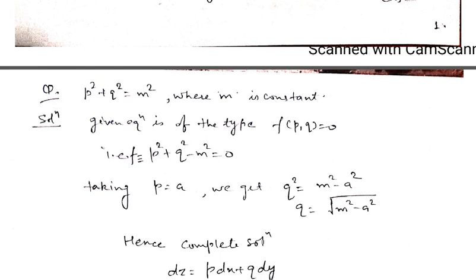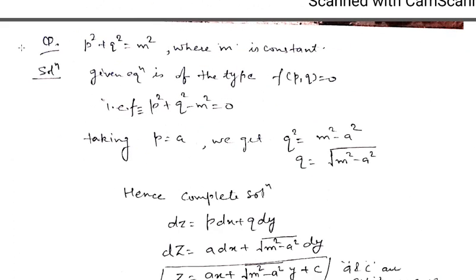Now we solve some problems. We have p square plus q square equals m square. Here m is constant, it's given. The given equation is in terms of p and q only, as x, y and z are absent. So this is of standard form 1 type.